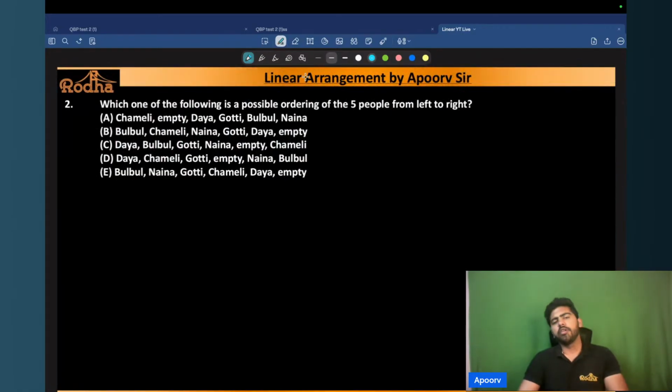Now, which of the following is a possible ordering of the 5 people from left to right? Okay. Now, when I have to see the possible ordering of people from left to right, what I can do is find reasons to eliminate.